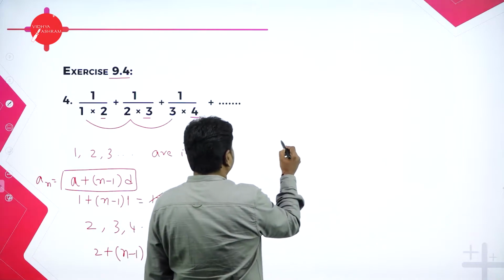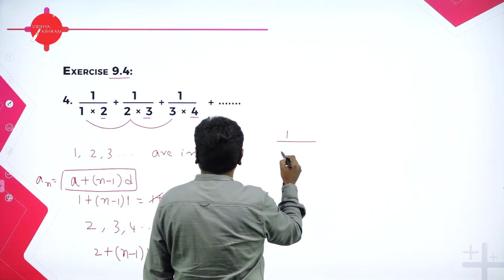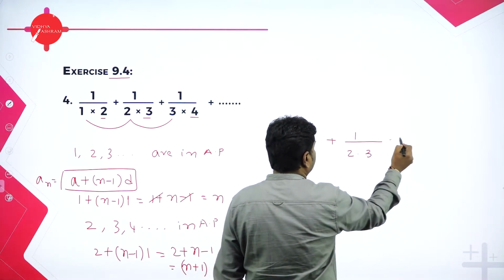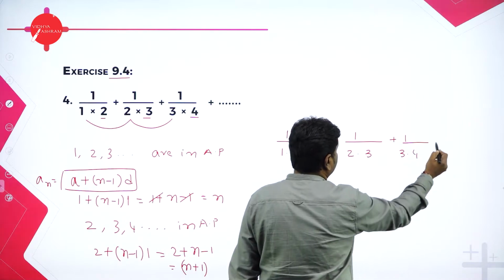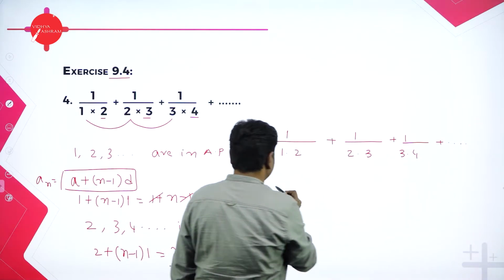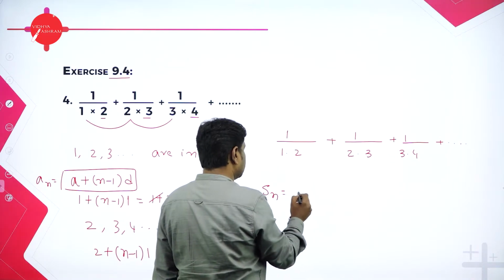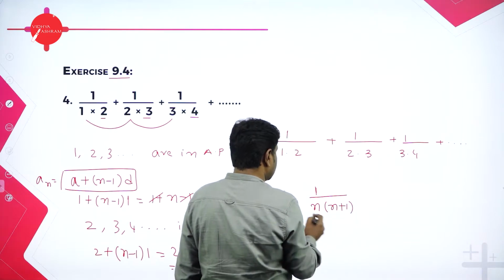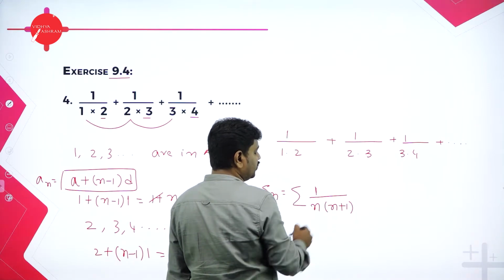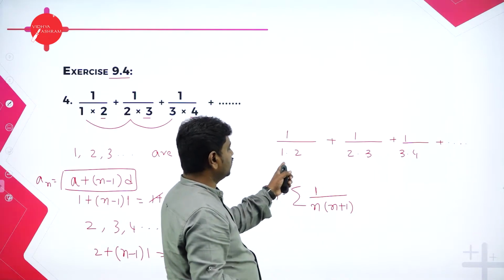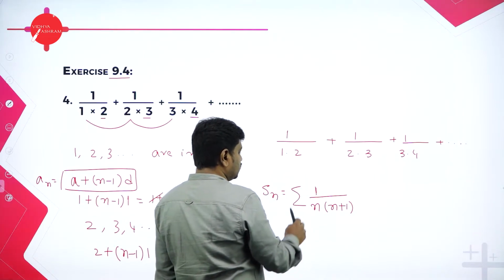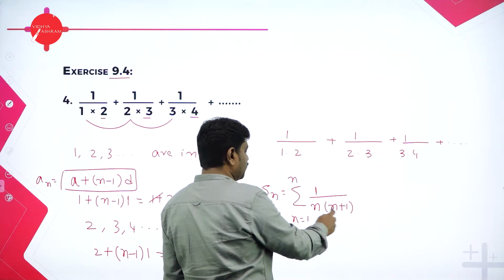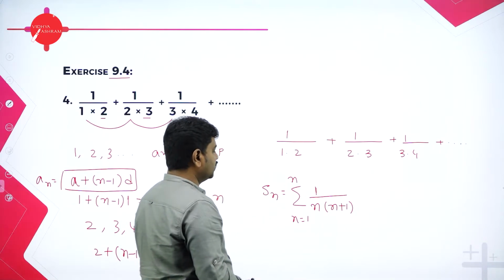So the given problem, 1 by 1 into 2 plus 1 by 2 into 3 plus 1 by 3 into 4, and so on. I can write it as Sn is equal to the summation of 1 by n into n plus 1. The general term is what? This is n and this is n plus 1. So this is the summation, sigma n from the first term to the nth term. Or you can put k in the place of n. So now Sn.